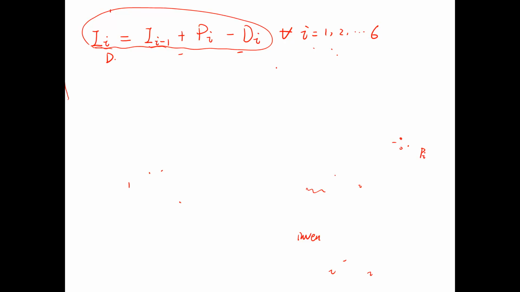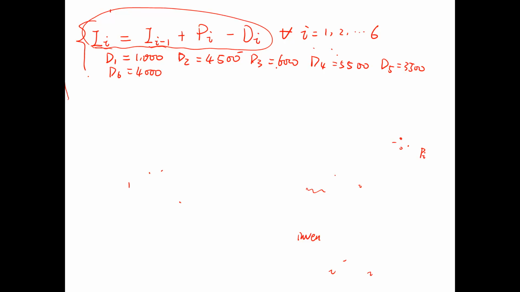And you will have to write out your D's, because P is a decision variable, I is a variable, but D is not a variable. The D's are given. So D1 equals the unit demanded, 1000. D2 equals 4500. D3 equals 6000. D4 equals 5500. D5 equals 3500. And D6 equals 4000. So these two together define the second group of constraints, which is the relationship between your beginning and end inventory and production and demand.